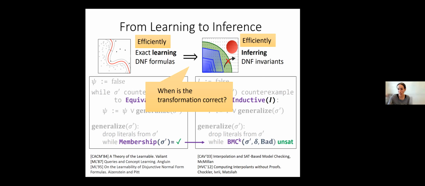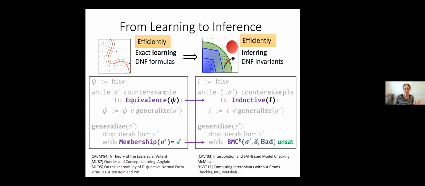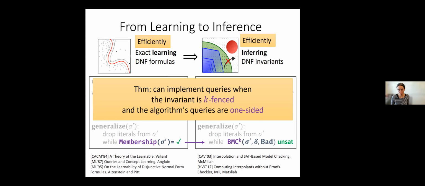If these subqueries really implement the queries in the learning algorithm. And what we showed is we proved the theorem that under some conditions, that we call the invariant has to be k-fenced, I will not have time to explain what this means, but if the invariant is k-fenced and the algorithm's queries are of a certain shape, then we can really implement the queries of a learning algorithm and transform the algorithm into an invariant inference algorithm.